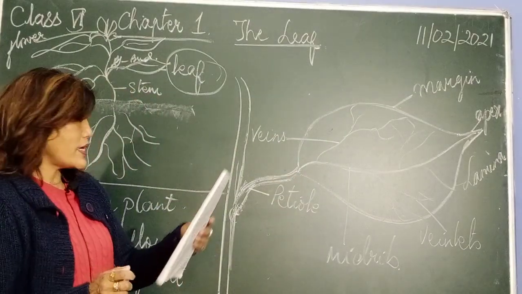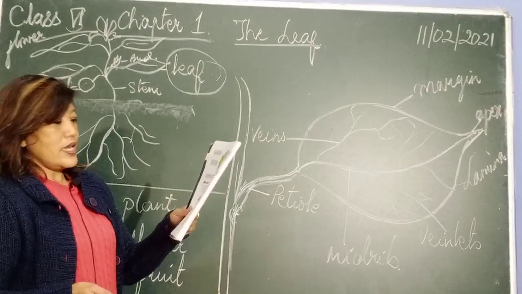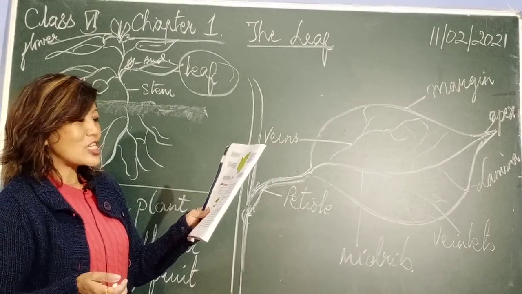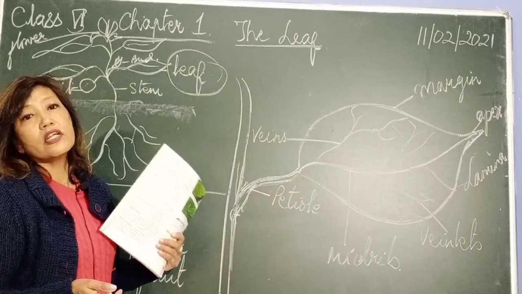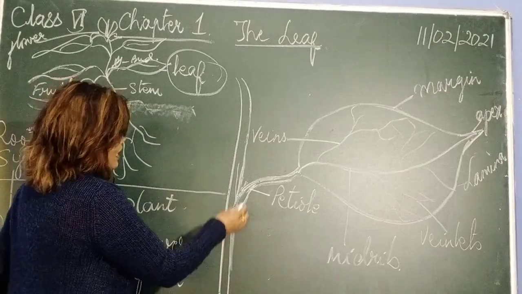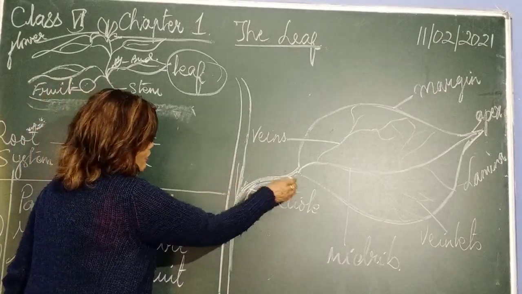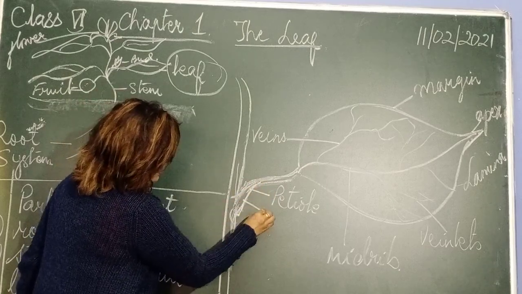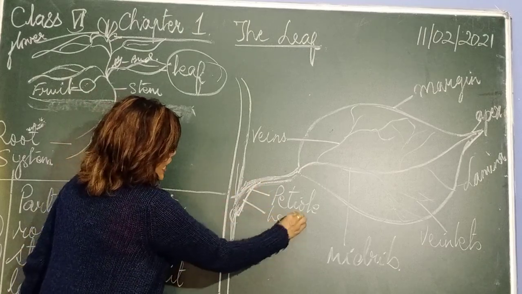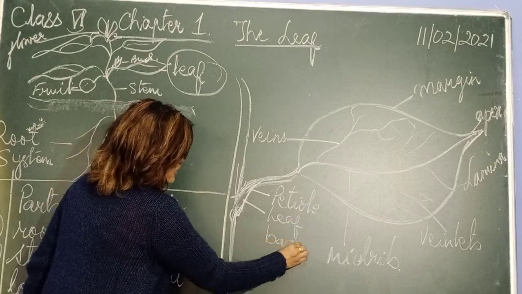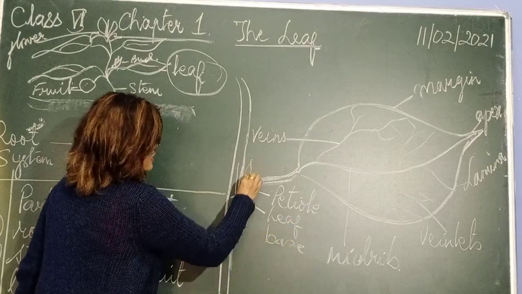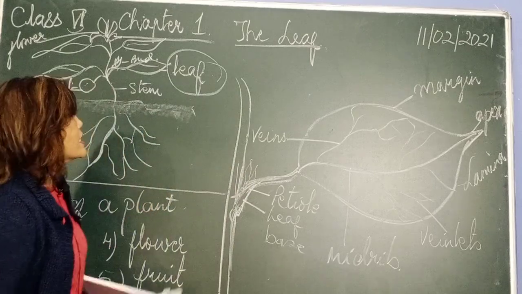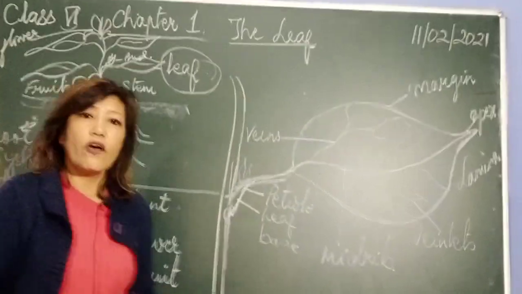Then the last part is the leaf base. This is a small, slightly swollen part at the end of the petiole. The function of this leaf base is to protect the axillary bud. So these are the different parts of a leaf.